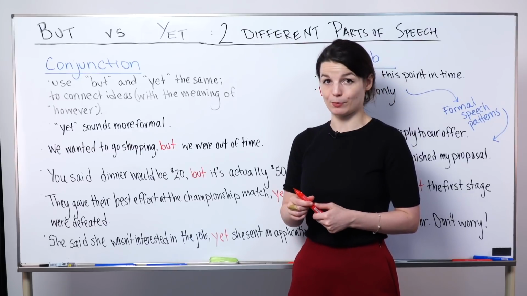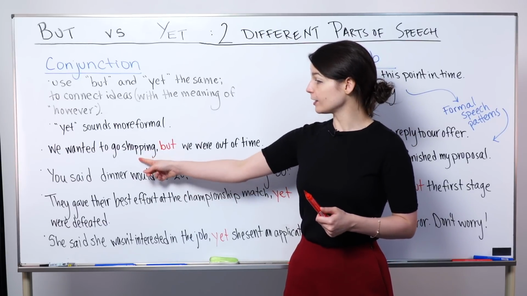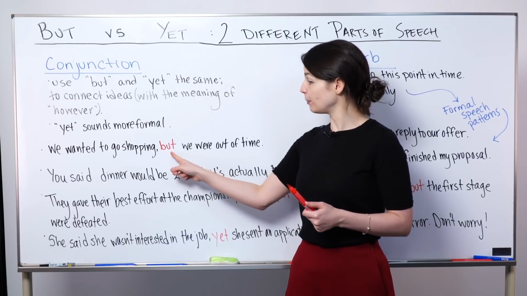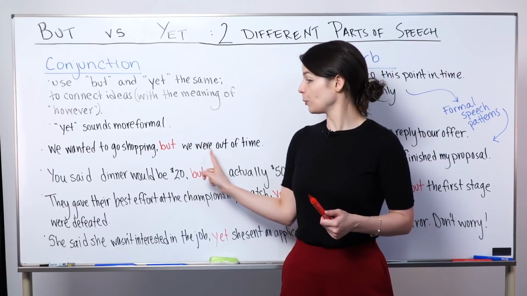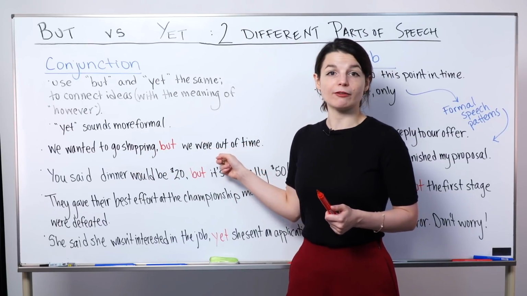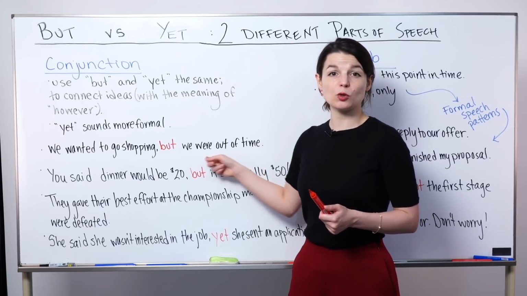Let's look at some examples. First, we wanted to go shopping, but we were out of time. Here, but connects this idea with this idea. We wanted to go shopping, and we were out of time. So out of time means we used all our time.